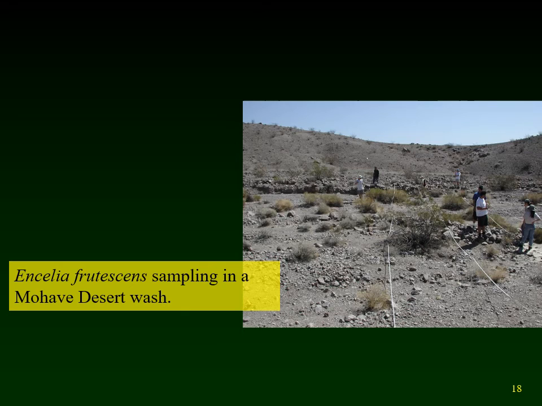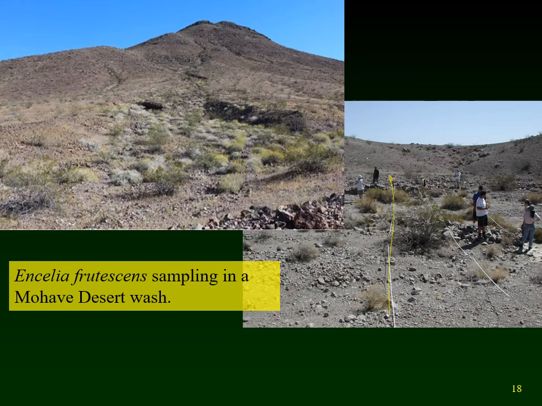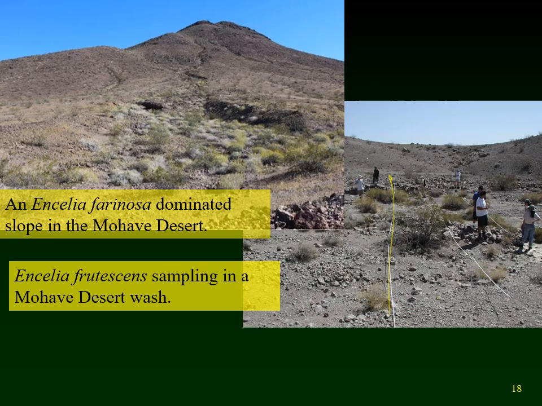Here we can see students sampling the Encelia fructescens. They're sampling the vegetation along transects in this desert wash area where the rains would come during infrequent rain events. And then up on the slopes, you have the Encelia farinosa, which we were talking about having the little hairs on the leaves to reflect the light.